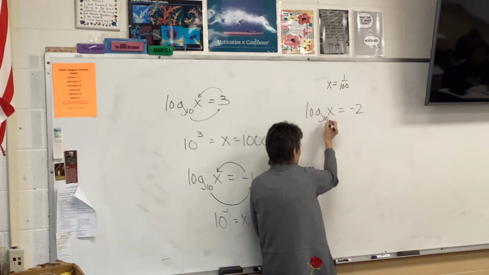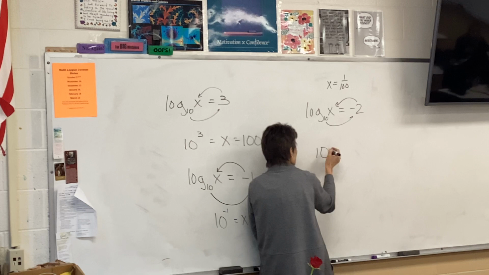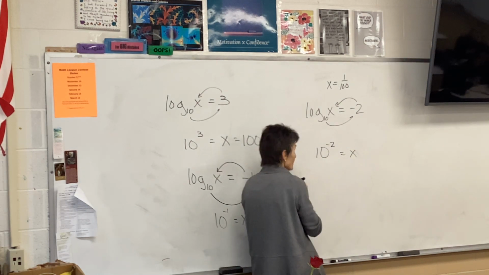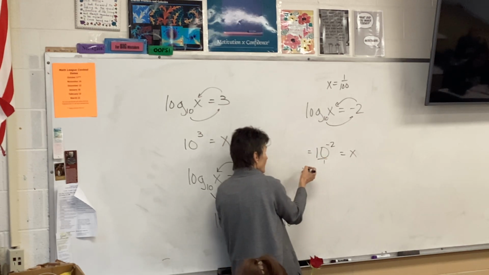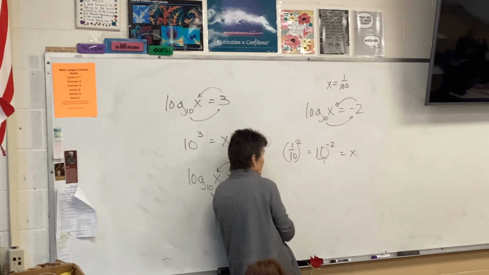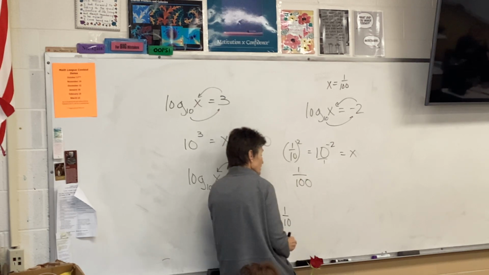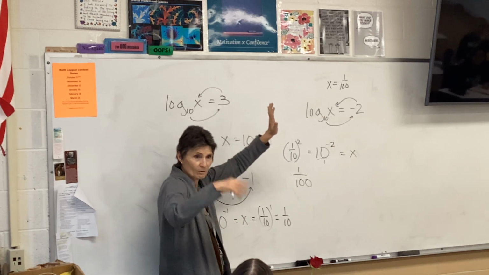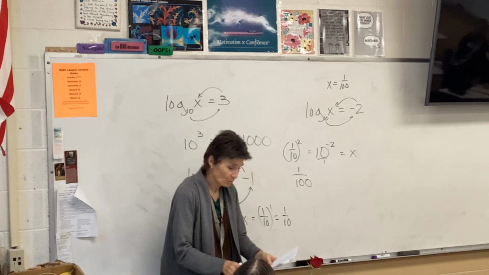I'm going to put a base right here, and then log roll it. So 10 to the negative second equals x. And 10 to the negative second is 1 over 10 squared, and 1 squared is 1, and 10 squared is 100. I think she's right. How many got that? Awesome. Good.